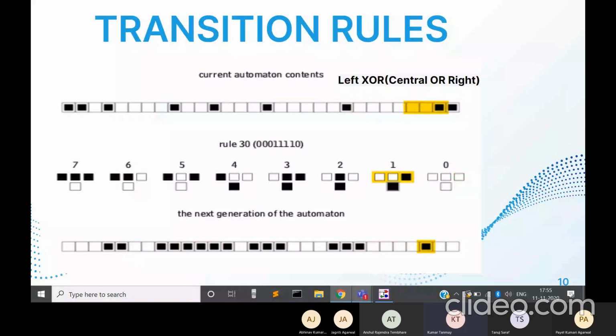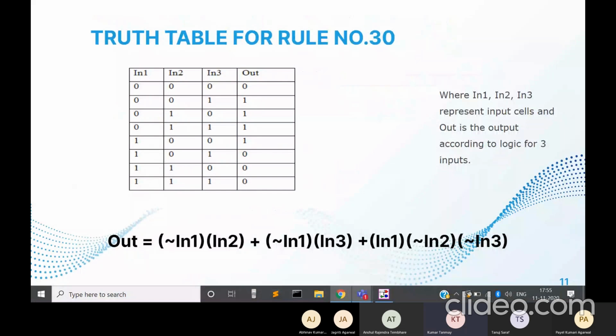The transition rules could be simplified as left XOR (central or right). Rule number 30 can be represented using the truth table shown here. Here N1, N2, N3 represent input cells and out is the output according to the logic for three inputs. On simplification using a Karnaugh map, we get the output as not N1 and not N2, or not N1 and N3, or N1 and not N2 and not N3.